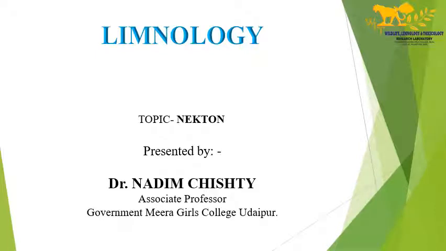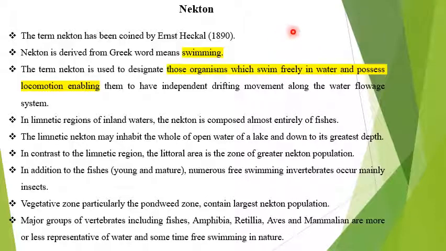Students, today's topic is Nekton. The term Nekton was given by Ernst Haeckel in 1890. It is derived from the Greek word meaning swimming. Any organism which lives in water and has the capacity to swim is known as Nekton.